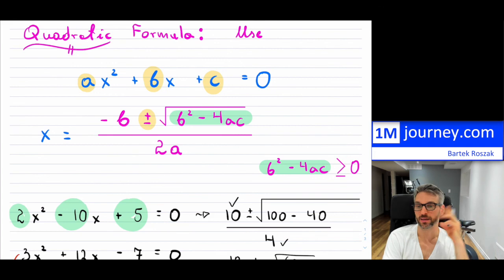All right, that's it. So now you know how to use the formula. You can try it out on a few examples of your own.